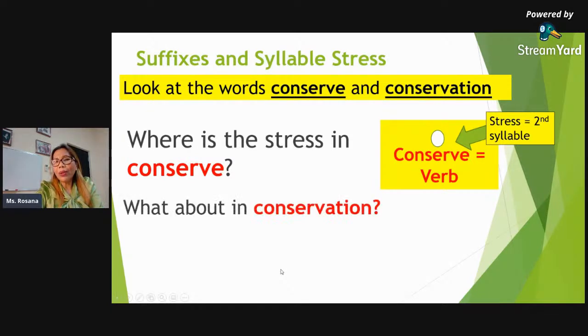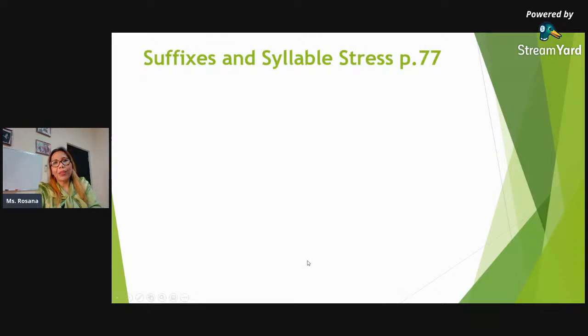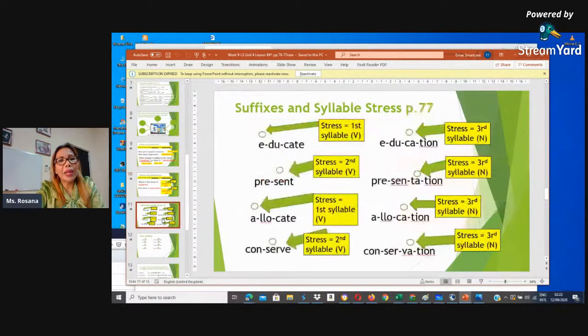Okay, now what about in conservation? Where is the stress? Conservation. Okay, it is in the third syllable. Sorry, I preempted it. Okay, so it is in the third syllable. So we say conservation. The stress is on the third syllable. Okay, now let us listen to exercise A on page 77 for syllable stress.